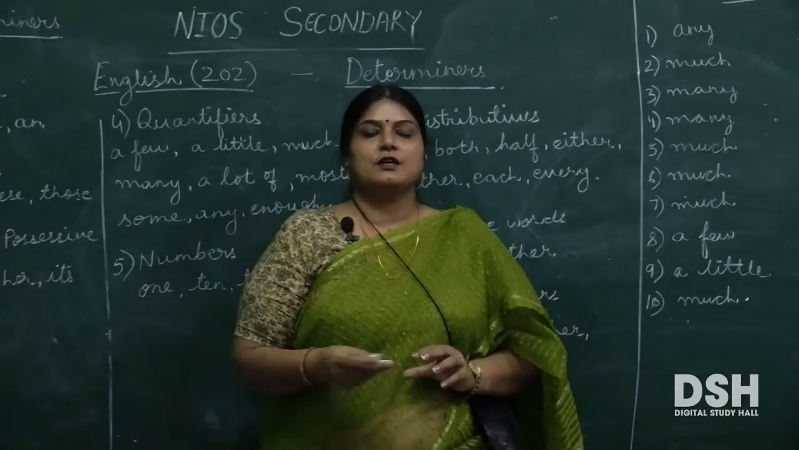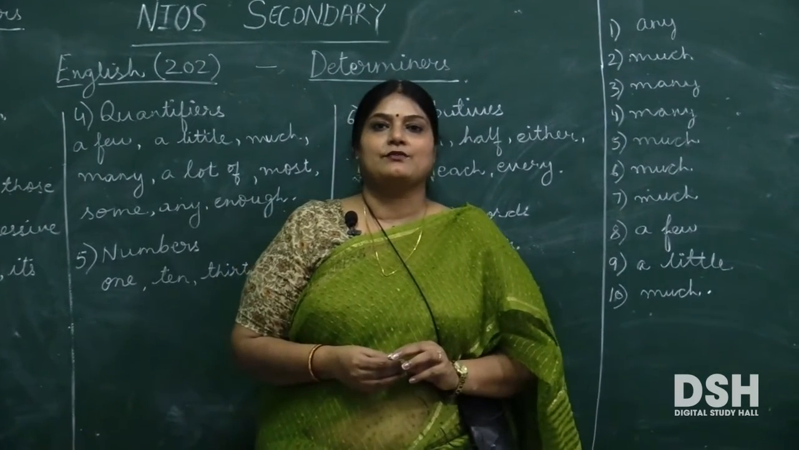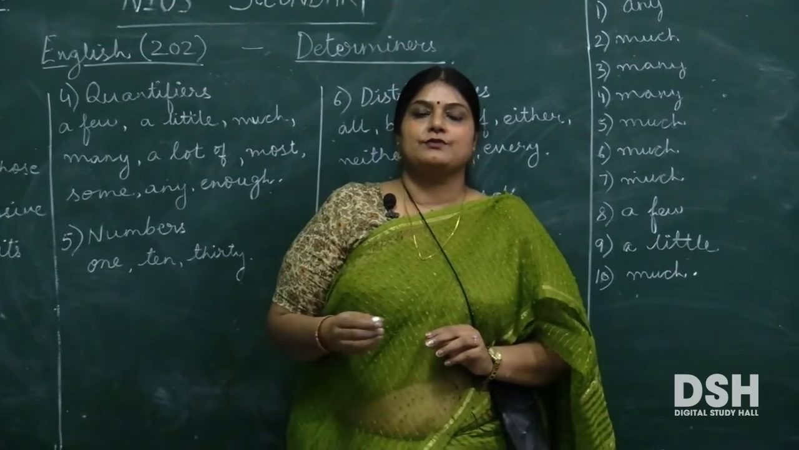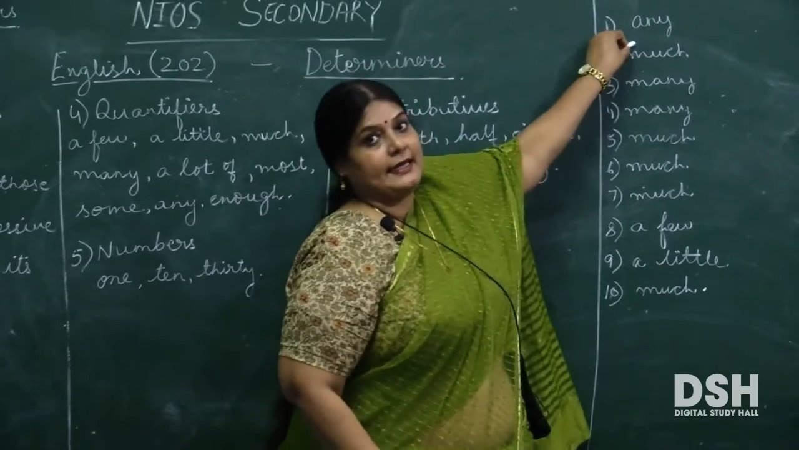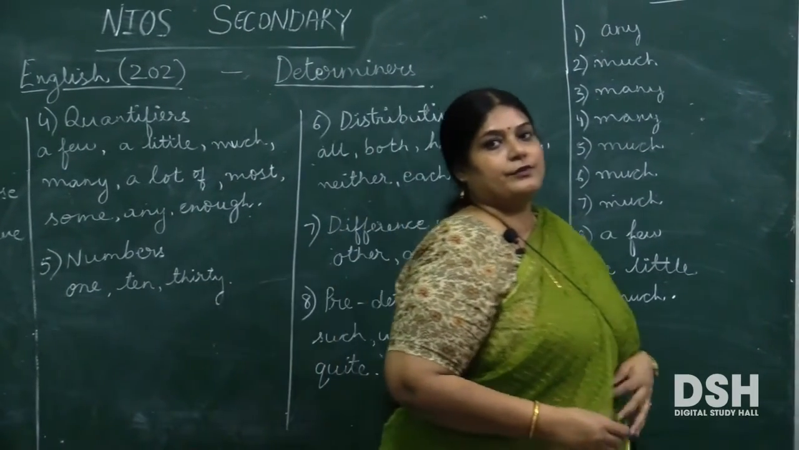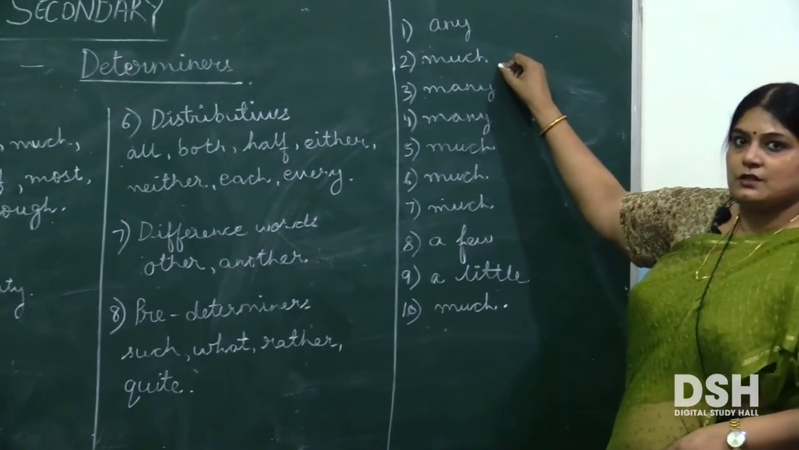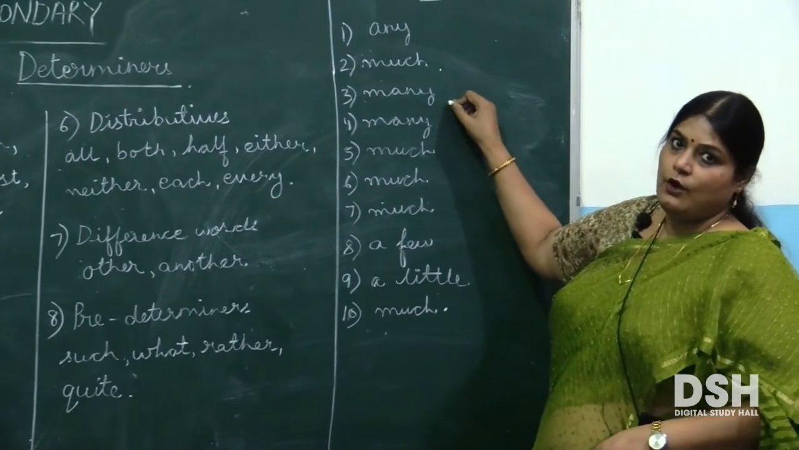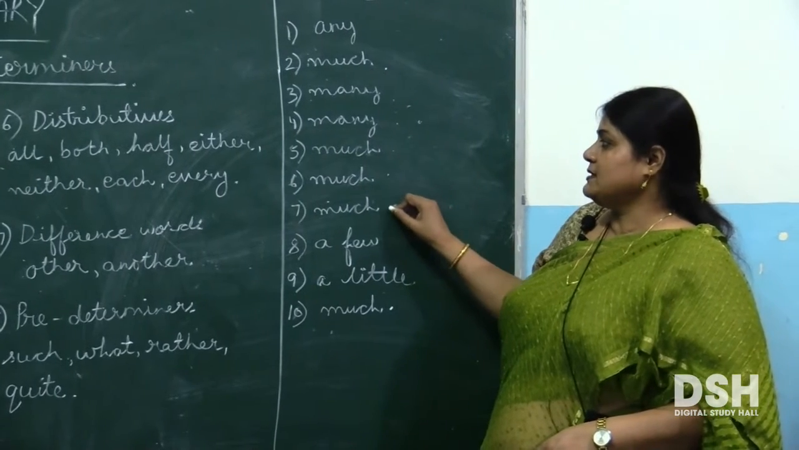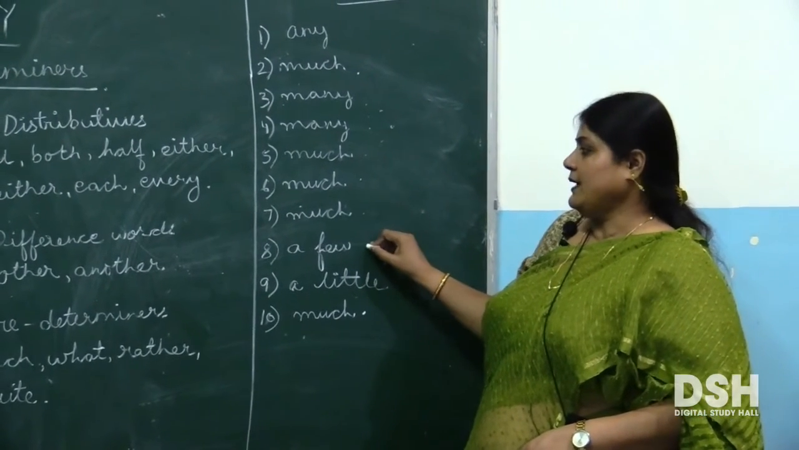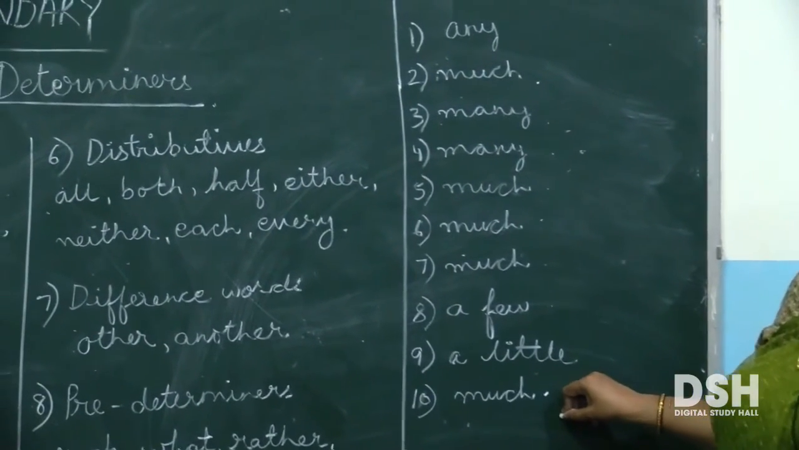So now children, as you have seen, I have given a set of 10 sentences where you have to write the correct determiners, choosing from those given in the bracket. For the first one it is any. For the second one it's much. Third, many. Fourth, again many. Fifth, much. Sixth and seventh also much. Eighth, a few. Ninth, a little, and tenth again much.